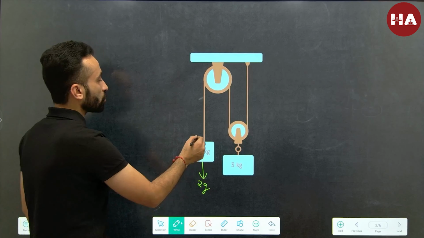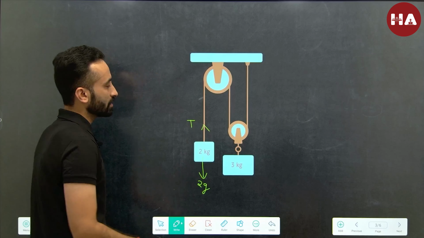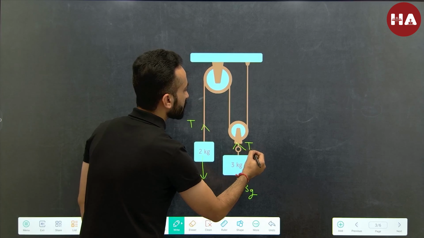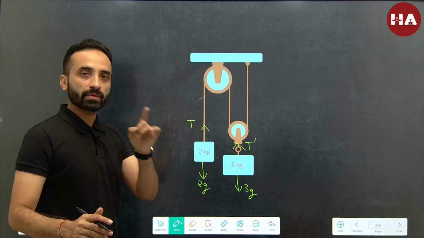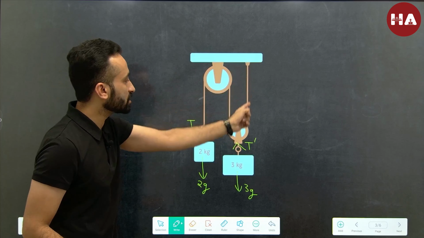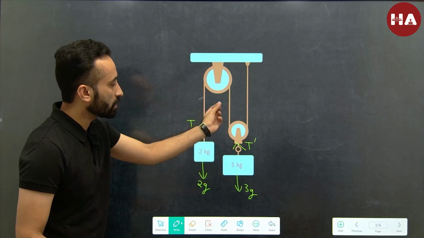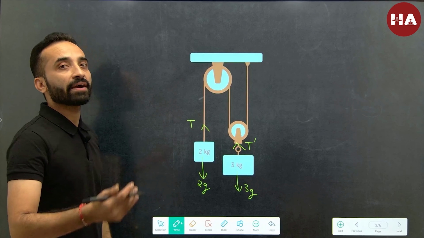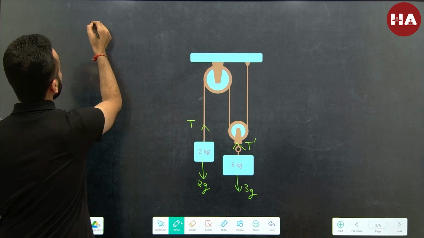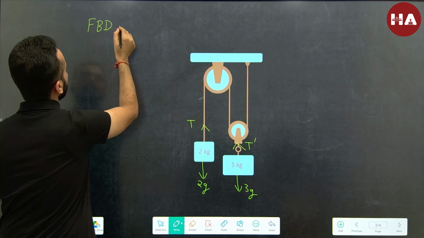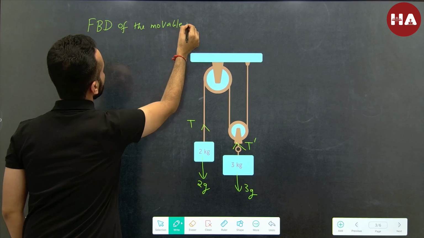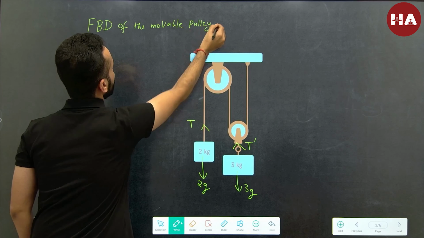So 2g is acting downwards. This is, let's say, T. For the 3 kilogram, 3g is acting downwards, and this is, let's say, T dash. We refrain from calling it T, because this tension is the tension in this rope, but this is another rope or linking thing that can have a different tension. So for the relation between T and T dash, I am drawing the free body diagram of the movable pulley.